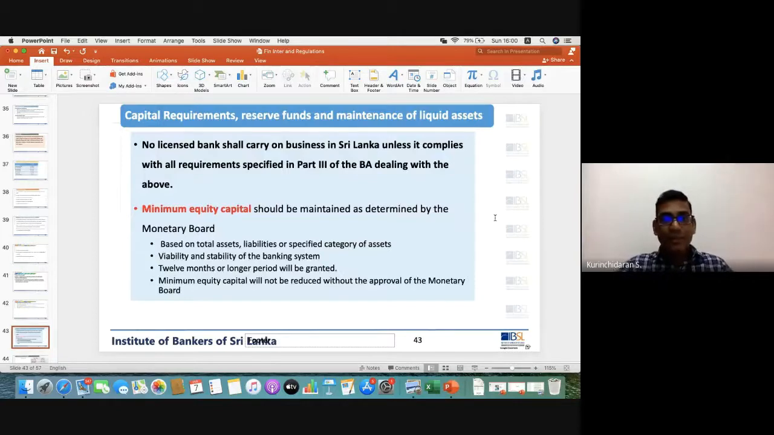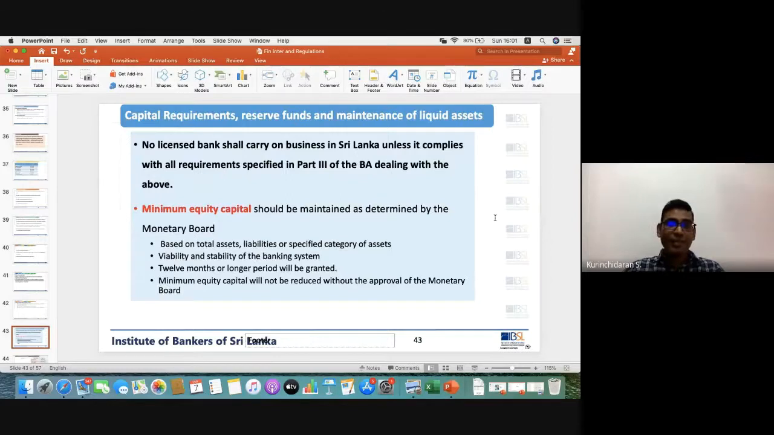And we discussed earlier capital requirements, reserve fund requirements, liquid assets requirements. So those are clearly stated briefly in the Banking Act. We will see them one by one. What are those? First, no licensed bank shall carry on business in Sri Lanka unless it complies with all requirements specified in Part 3 of the Banking Act dealing with the above. So, capital requirements, reserve funds, and maintenance of liquid assets.